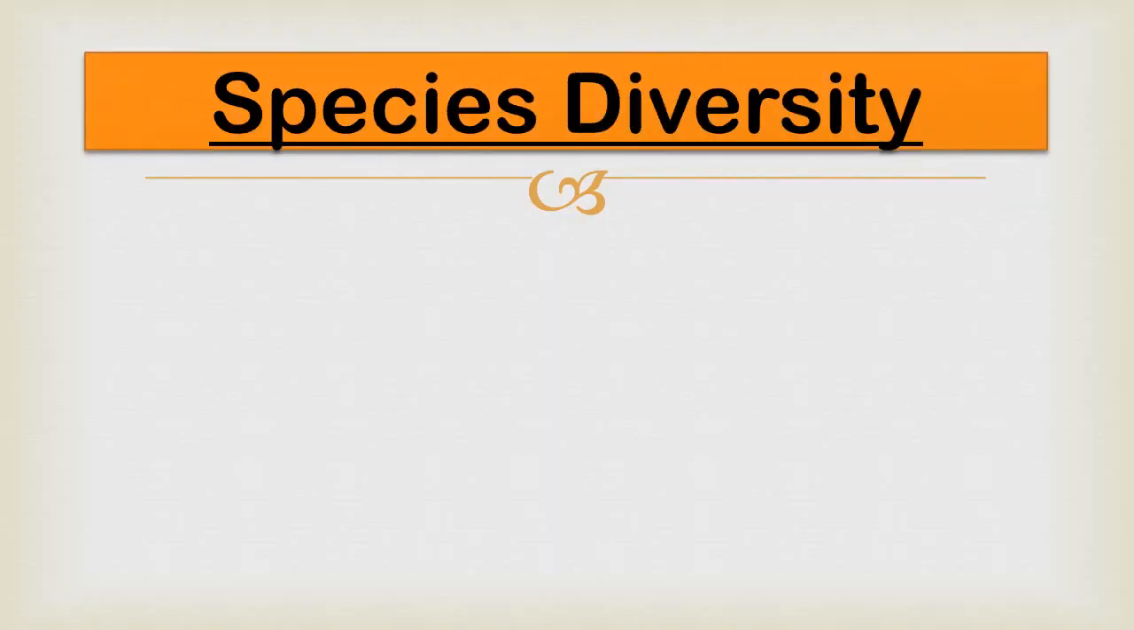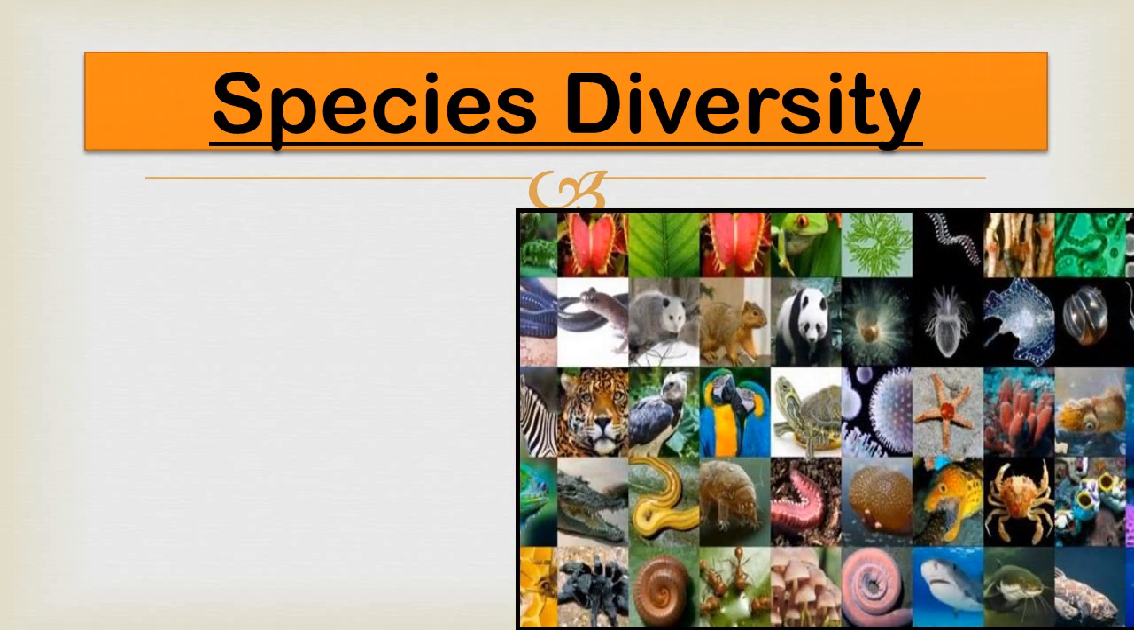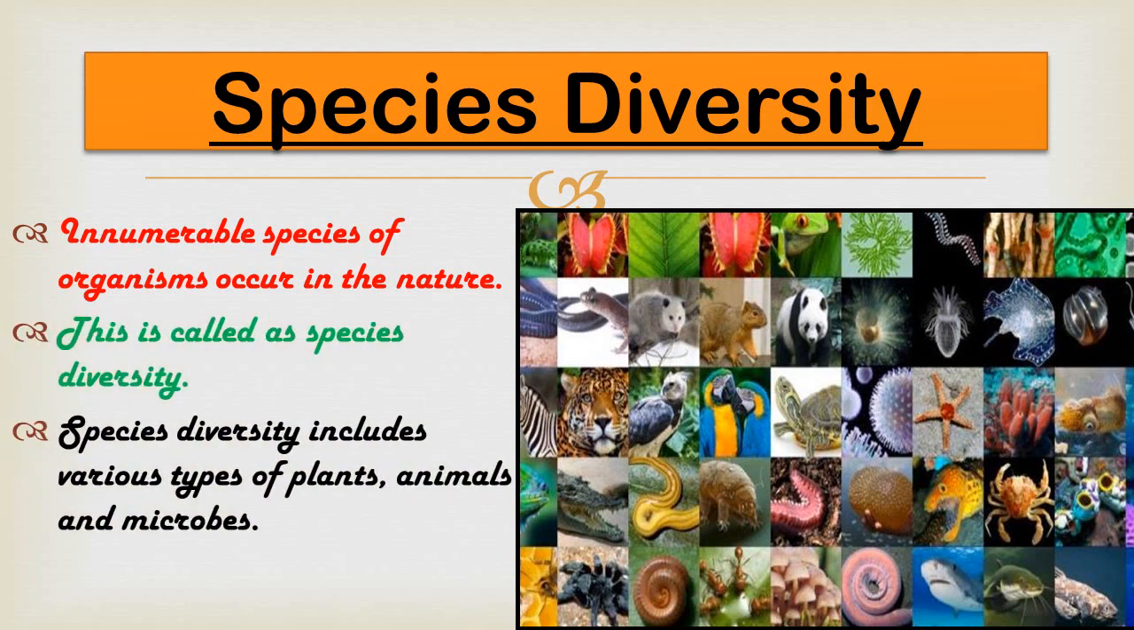And the next level is species diversity. So innumerable species of organisms occur in nature, and this is called species diversity. That means different types of plant varieties, animals and microorganisms are found, and this is called species diversity. Species diversity includes various types of plants, animals and microbes, that is microorganisms.